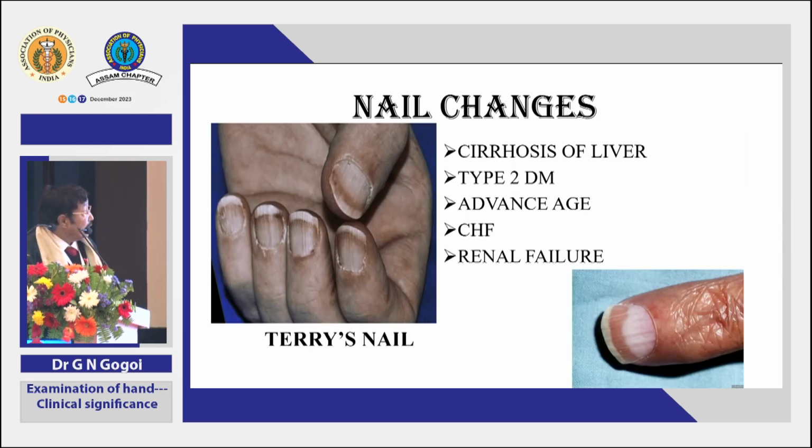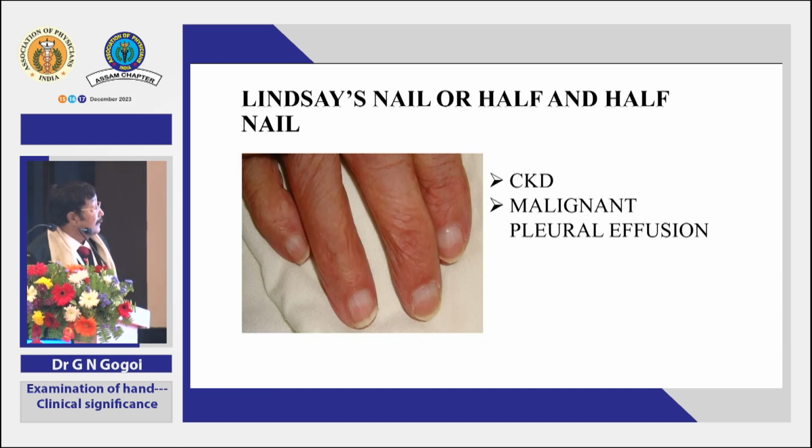So then we go to look for the nail changes. If the proximal portion, the majority, is white, and only a thin rim of dark brown strip is in the distal end of the nail, it is called Terry's nail. It is found in cirrhosis of liver, type 2 diabetes mellitus, and in advancing age. Then if 50% of the proximal half is white and the distal is brown, it can be Lindsay's nail or half-and-half nail. It can be a case of CKD.